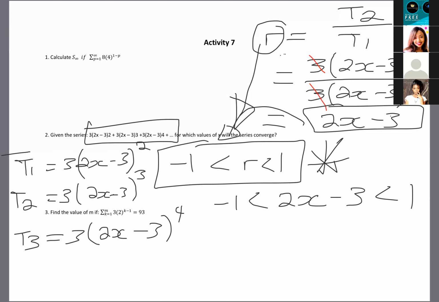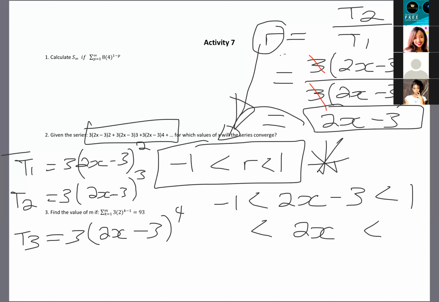But wait, remember when we solve inequalities, we start by removing this 3 first. So I'm going to have my 2x, I'm going to leave it in the middle, and I still have my greater or less than signs. And then I take my negative 3 to my left. So it's going to be a positive 3.